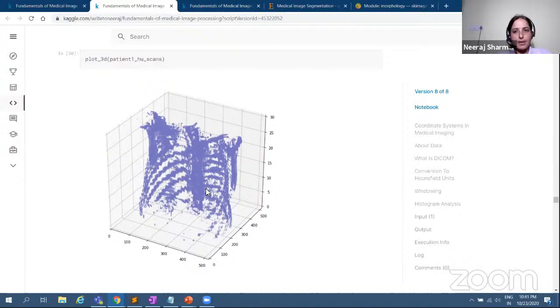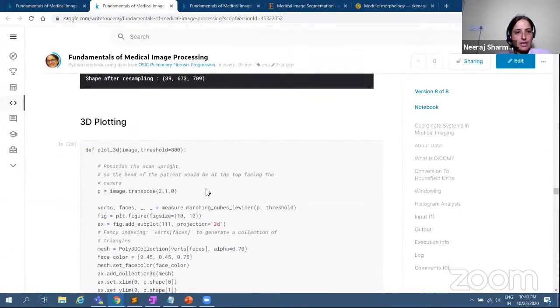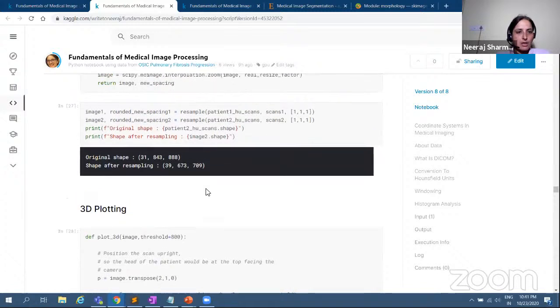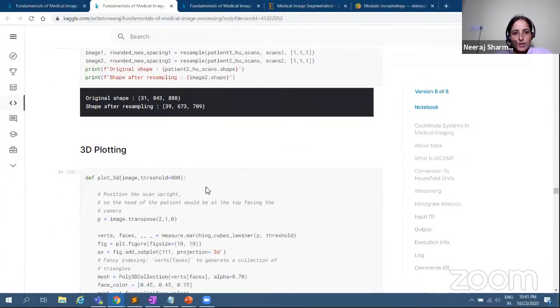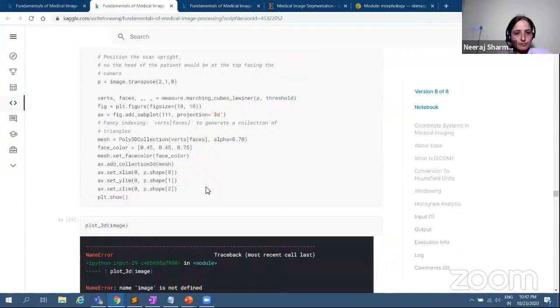But I'm not very keen on resampling. There are a few reasons we will see at the time of segmentation, how resampling can maybe be replaced by resizing, but that we need to see. At the time of segmentation, we will see what the problem with resampling is.